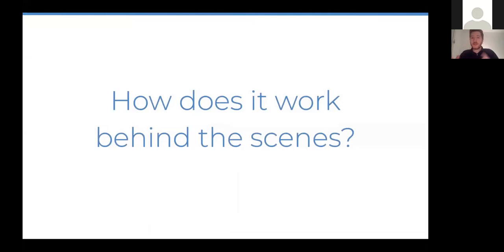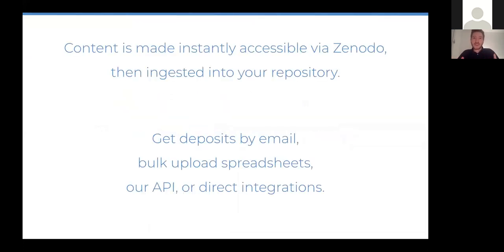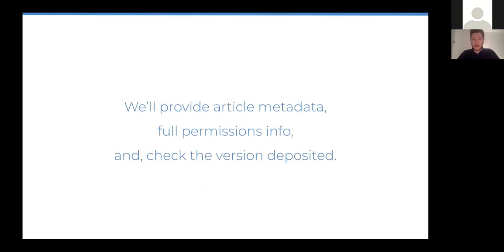So there's a lot going on behind the scenes here. There are lots and lots of technical details, but I'll just share a few that come up most often. The first thing is that papers are being made instantly accessible via Zenodo, and then they're ingested into your repository. But we made that ingestion really, really easy. You can get deposits sent with metadata and all the permissions information just to your email. We can give you bulk upload spreadsheets that you can use to put into your repository. Or of course, you can do a direct integration against the API for the service. And eventually we might do direct integrations with repositories as well. But putting into Zenodo means we can make it instantly accessible and give that instant gratification, which is so important for letting authors really get satisfaction from doing self-archiving.